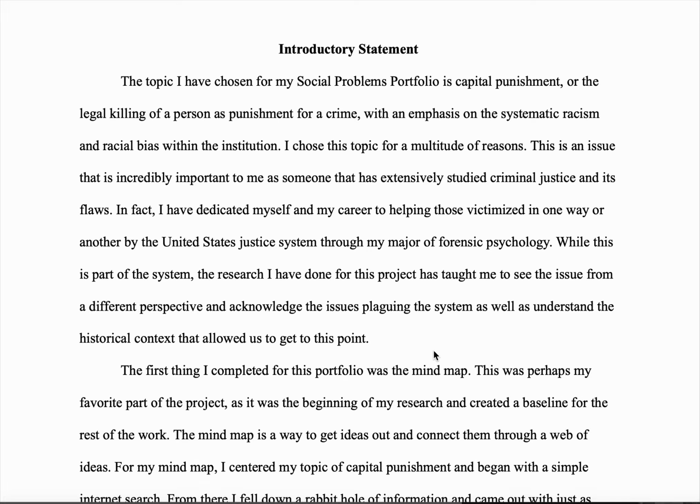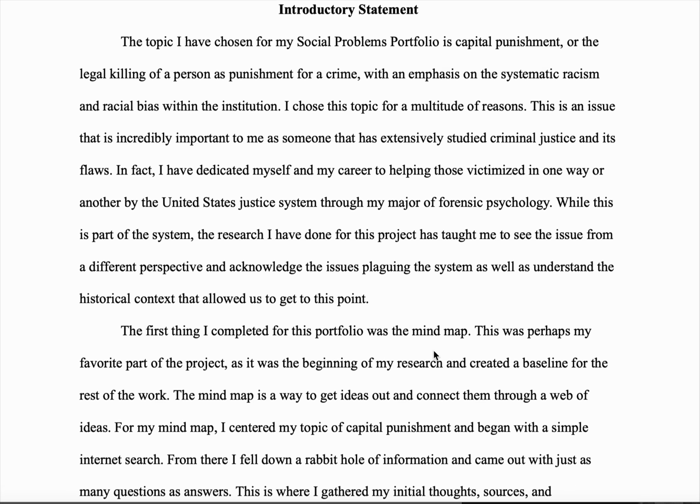The topic I've chosen for my social problems portfolio is capital punishment, or the legal killing of a person as punishment for a crime, with an emphasis on the systematic racism and racial bias within the institution. I chose this topic for a multitude of reasons.